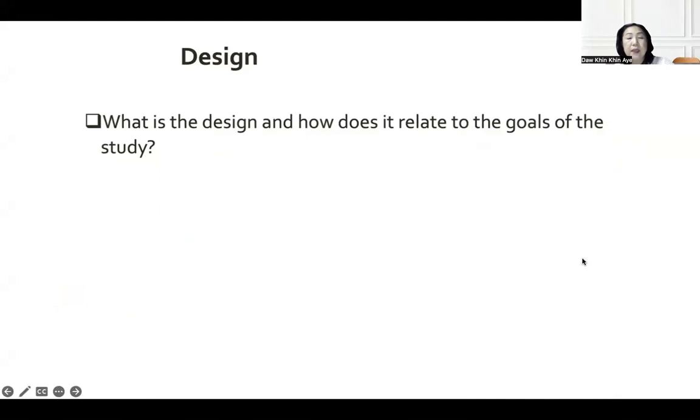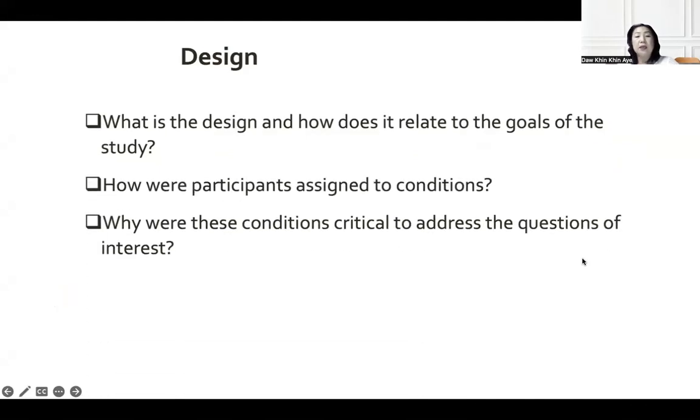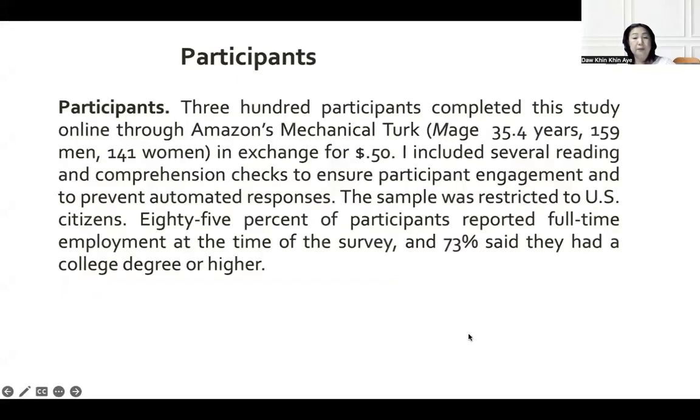Next one. In terms of design, the question here is: what is the design and how does it relate to the goals of the study? How were participants assigned to conditions? If it was experimental research, what kind of conditions were participants assigned to? Or were all the participants assigned to the conditions? Why were these conditions critical to address the question of interest? That is very, very important, right? Because actually it must be related to the research question again.